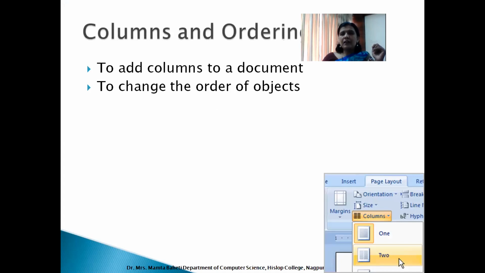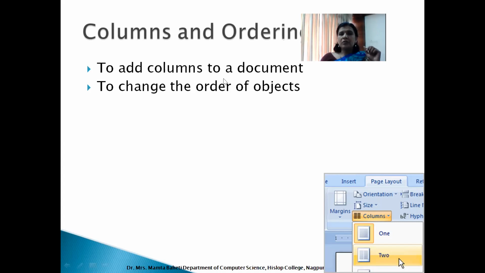Then next we will see here is columns and ordering. So friends, suppose I want to type my contents in 2 columns. In one page I don't complete my contents in one running paragraph, or rather, like in a newspaper, we don't see all the running text in one paragraph. We see that one paragraph is converted into a number of columns. So likewise, you can create columns and change the order of the objects. How, we will see here.